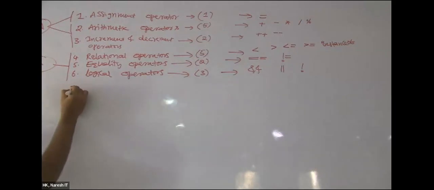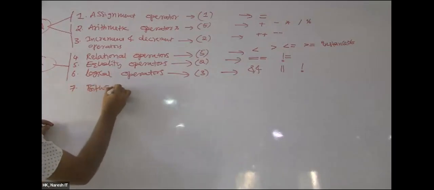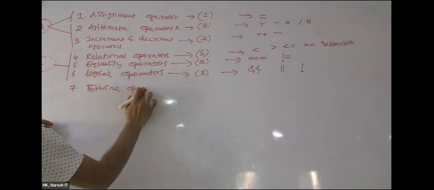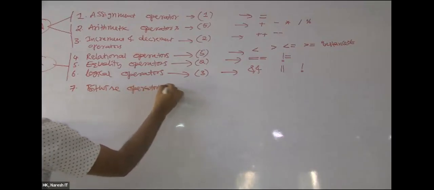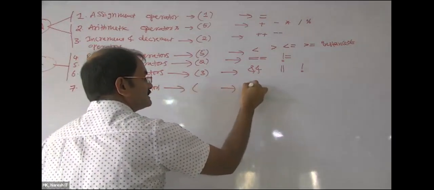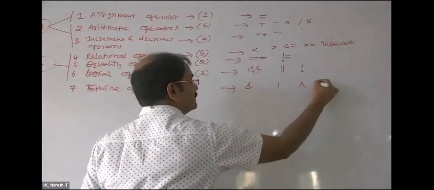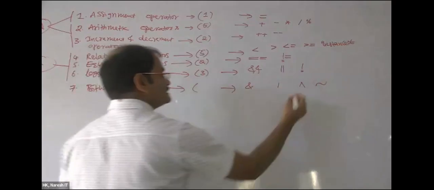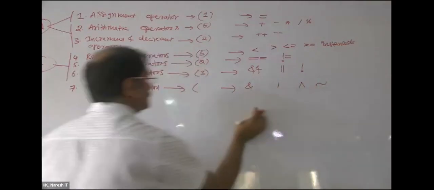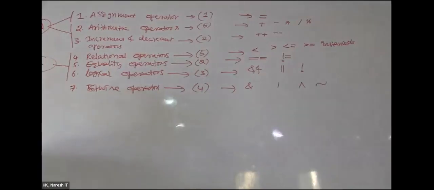Then next we have some extra operators. They are bitwise operators. Bitwise operators, let's count. Number one, single and, single or, cap, and tilde. Tilde, that is called tilde. How many are there in total? 4. Okay, bitwise operators are 4.